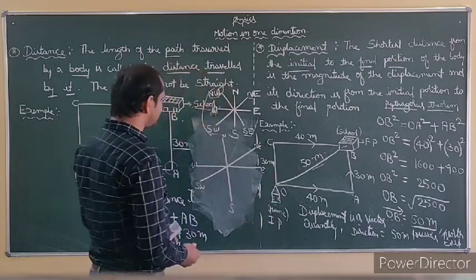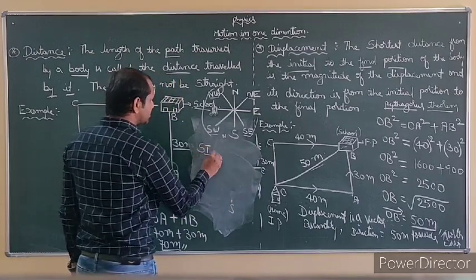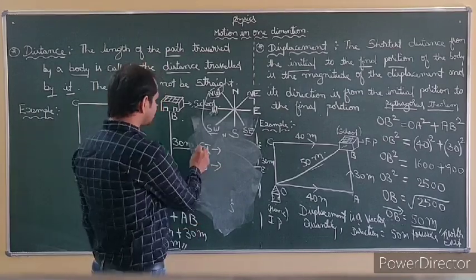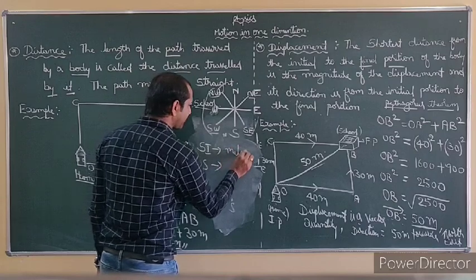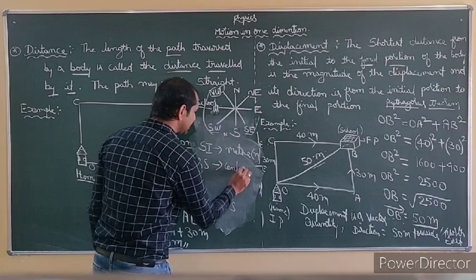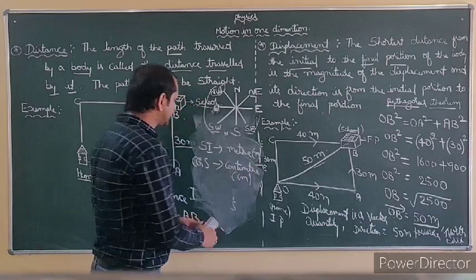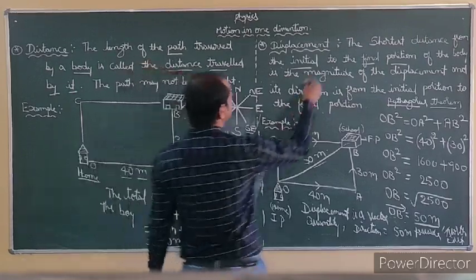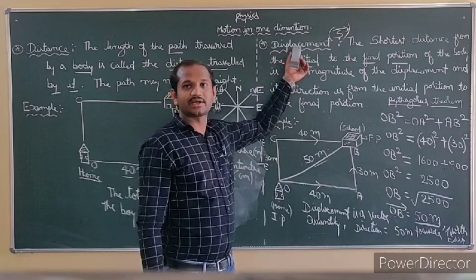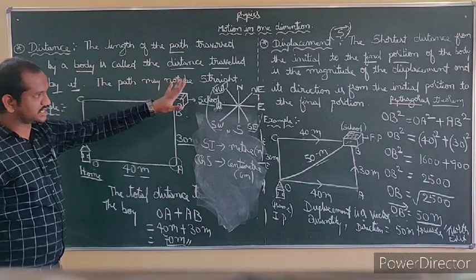Now what is the SI and CGS unit in this case? The SI and CGS units of displacement are the same as that of distance. SI unit of displacement is meter and CGS unit is also centimeter. So how do you denote it? Displacement can be denoted with the letter S with an arrow mark upon it, since it is a vector quantity. Understood?